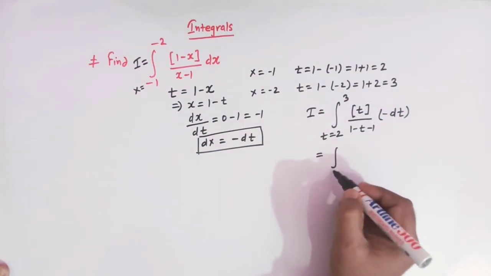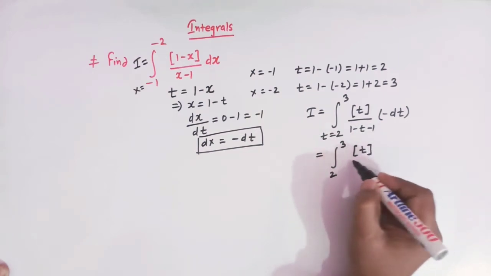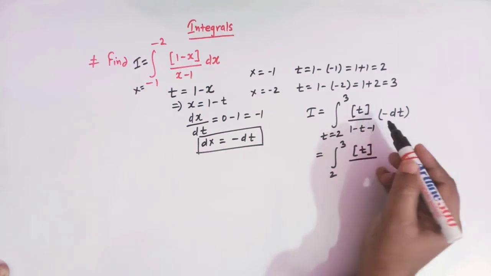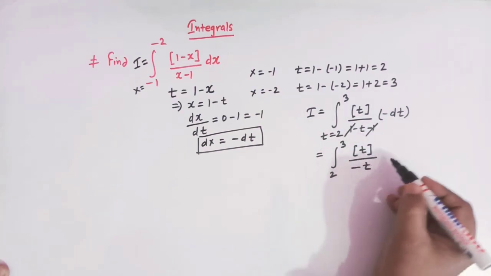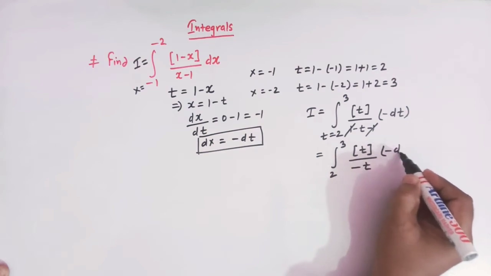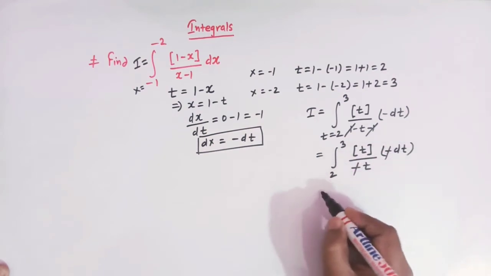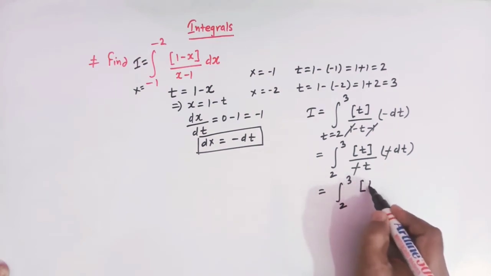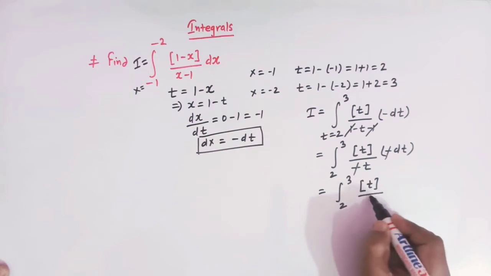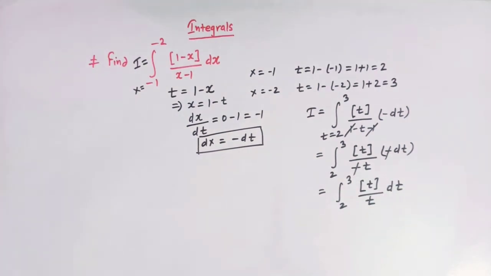So now we can write 2 to 3. Here we have the greatest integer of t, and in the denominator this minus 1 and 1 get cancelled. We are left with minus t. Here we have minus dt. So this negative sign and this negative sign get cancelled. So we are left with the integral from 2 to 3 of the greatest integer of t divided by t, dt, right?